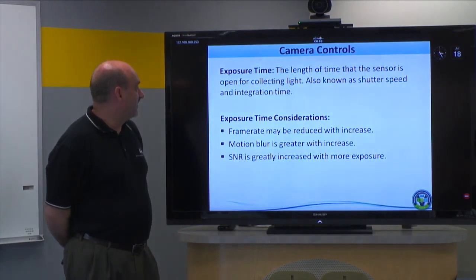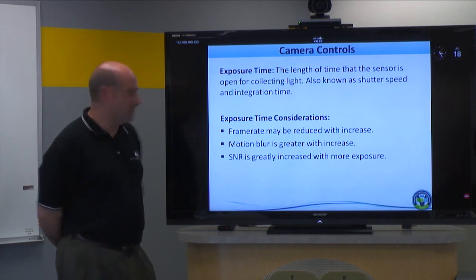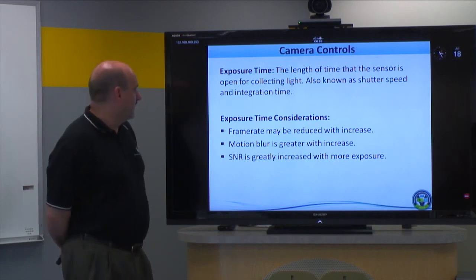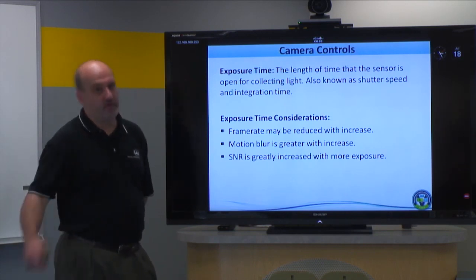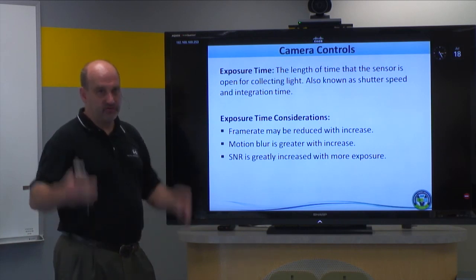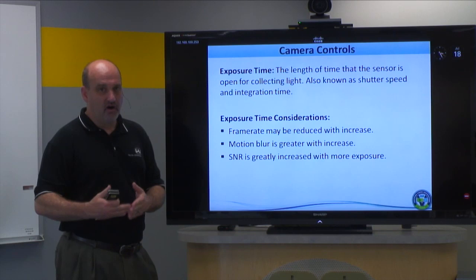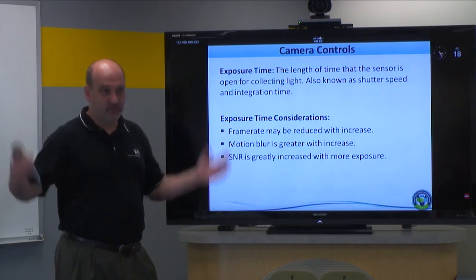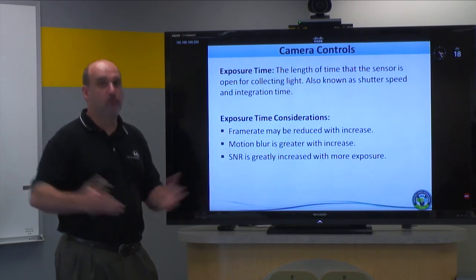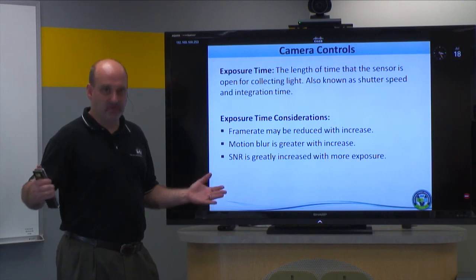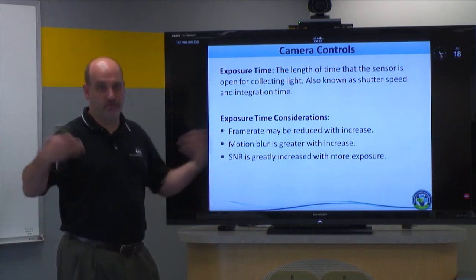Exposure time is then the length of time that the sensor is open for collecting the light, also known as the shutter speed or integration time. Exposure time considerations: frame rate may be reduced with increase. So if a camera has a certain frame rate, there's always a certain amount of time it can expose before it can read out and have time. Obviously, if you're looking at a camera that has 30 frames a second and you want to do a 4-second exposure, you're probably not doing a 4-second exposure at 30 a second.